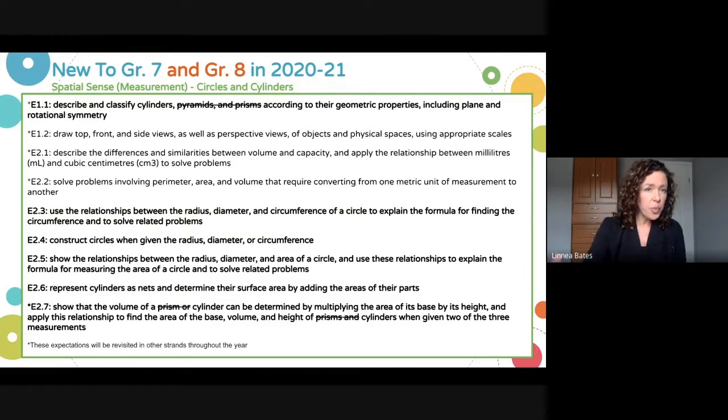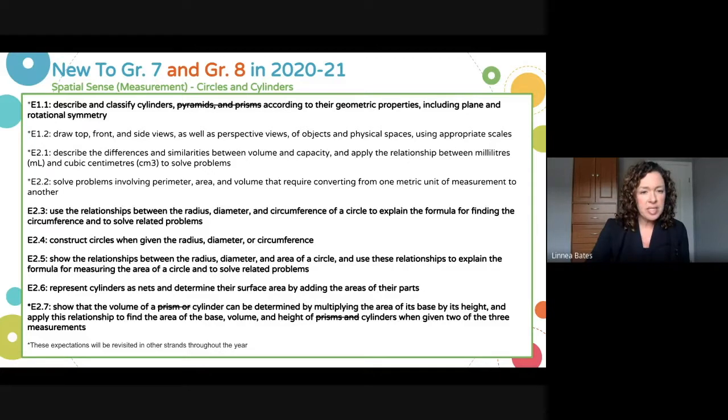If we look at the first bolded expectations, we'll be describing and classifying cylinders. Now in grade 7, you already did this with pyramids and prisms, but the fact that we're looking at cylinders is obviously new to this topic. The other new topics, if you look at 2.3, is looking at the relationships between the radius, the diameter, and the circumference of a circle and solving related problems to that. 2.4 is constructing circles. 2.5 is looking at the relationship between the radius, the diameter, and the area of a circle and solving those related problems.